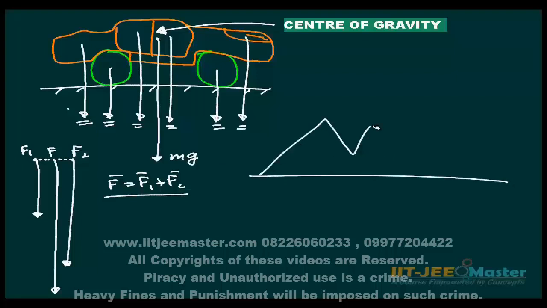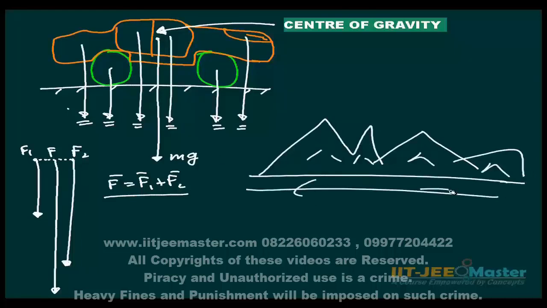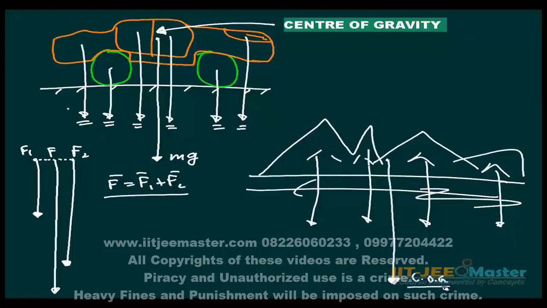If the object is too large, like a hill or a very big mountain, and there are many mountains, and we find the center of gravity of these mountains separately and then the center of gravity of all these mountains together, it is not necessary that it coincides with the center of mass. Center of mass doesn't depend upon gravitational force, but the center of gravity is the vector sum of all the gravitational forces for a very big object. We can find the center of gravity in this way.